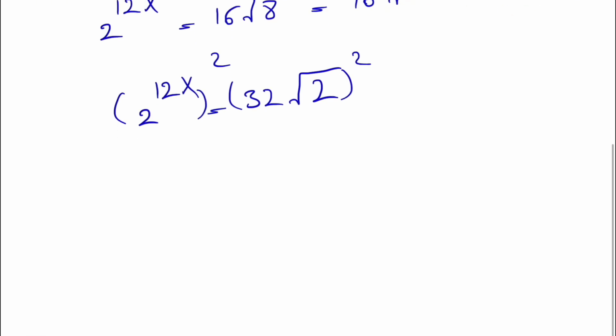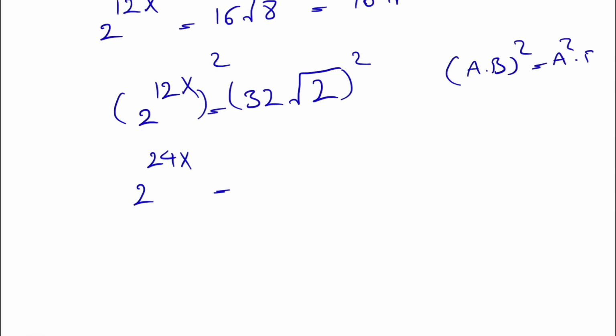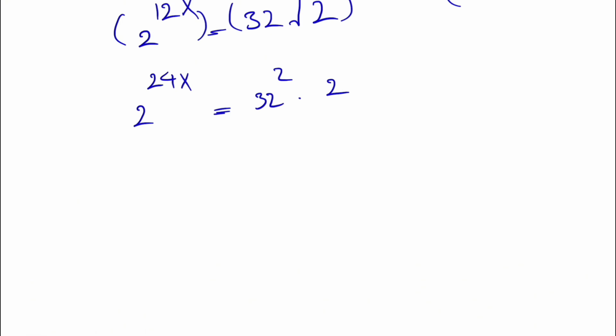So this time we have 2 to the power of 24x is equal to, so when we have a times b to the power of 2, this will be equal to a squared times b squared. So here we have 32 squared times the square root of 2 to the power of 2, which is basically 2. And what we have so far on the left side is 2 to the power of 24x. And we know 32 is 2 to the 5. And we have this to the power of 2 times 2.